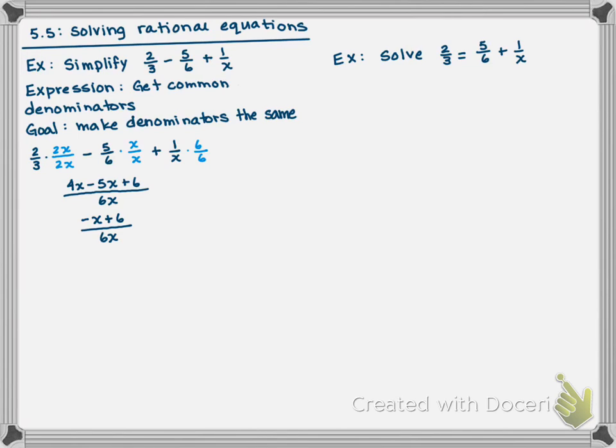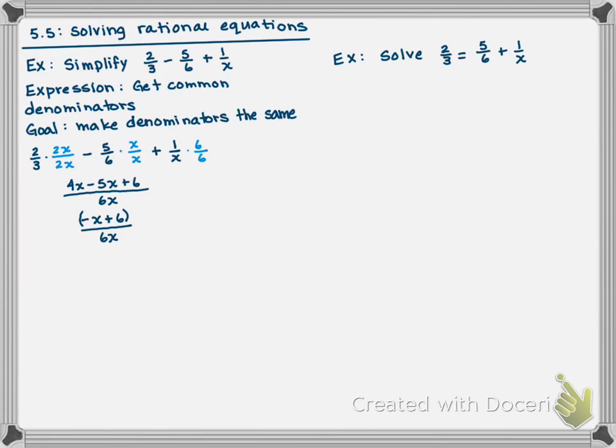And that can't be simplified anymore because this is addition, not multiplication, right? In the denominator, I'm multiplying 6 and x. And in the numerator, I'm adding 6 and negative x. So I can't cancel those 6's because they're not both factors, right? In the numerator, that's a term, not a factor, and so it's part of a bigger factor.